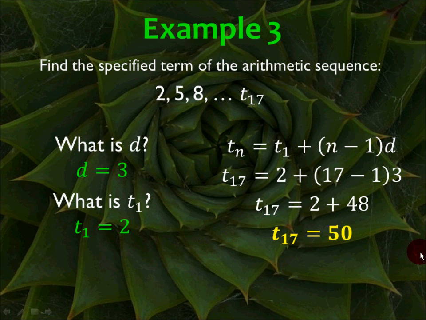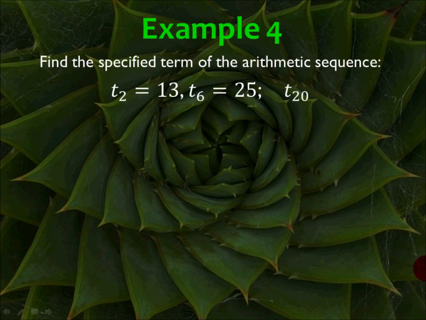So if you're finding a specified term, use the formula for the nth term and just plug in that number for n and simplify. Number 4, find the specified term of the arithmetic sequence. There are two ways to do this. I'm going to show you the long way using example 4 and the quick and dirty way in example 5.